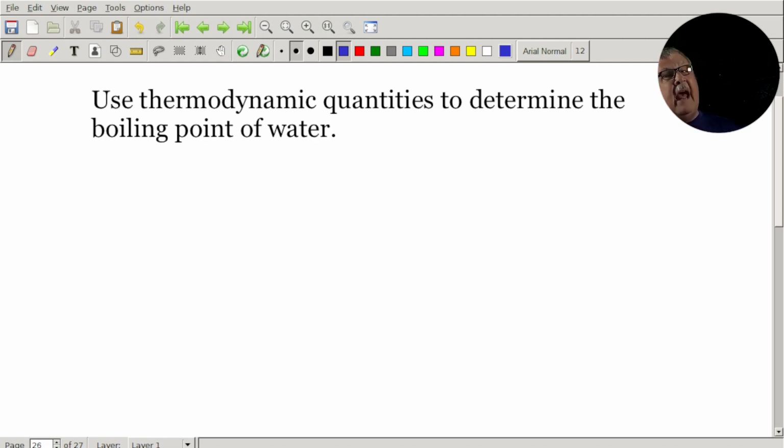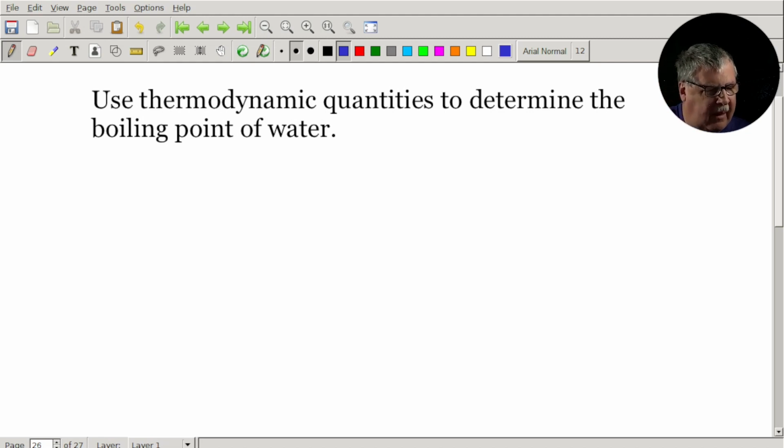What we want to do next is determine the boiling point of water in a similar fashion to what we did with the decomposition of calcium carbonate. Now this is probably going to give us a more accurate result because the boiling point of water is actually closer to room temperature than the decomposition temperature of calcium carbonate. So here's what we're looking at.